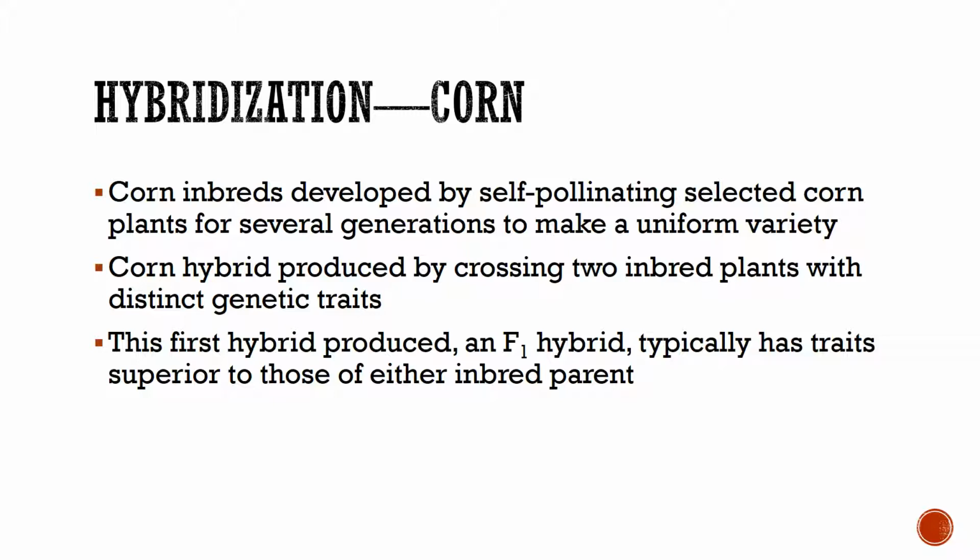When we're looking at hybridization, we have to look at how corn inbreds by either self-pollinating and selecting the corn plants for several generations, from that F1 to that F6 generation, to make a very uniform variety. So F1 looks way different than F6, because F6 is going to be very uniform. We're going to have almost the same growth, the same development, they're all going to be the same level.